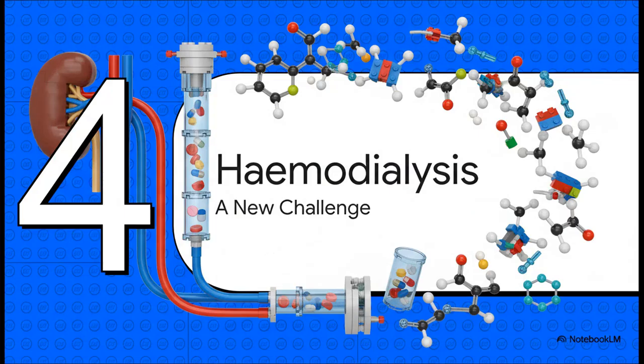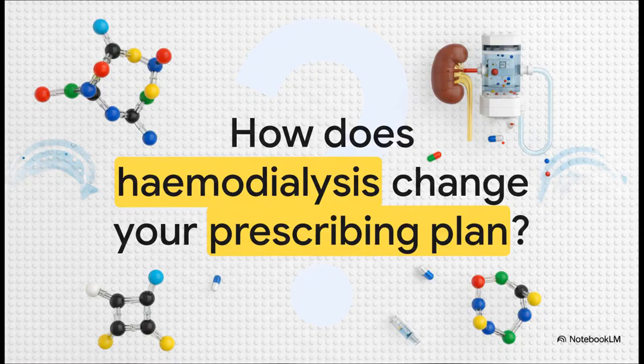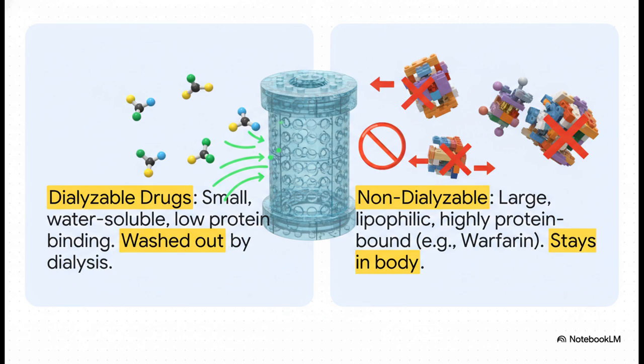Okay, let's fast forward a bit. Mr. Tan's kidney function has declined, and he's now on regular hemodialysis. This adds a whole new layer of complexity to how we prescribe his meds. So how does this machine, which is basically an artificial kidney, change the rules of the game for us? What does it actually do to the drugs that we've prescribed for Mr. Tan? The whole thing really boils down to this.